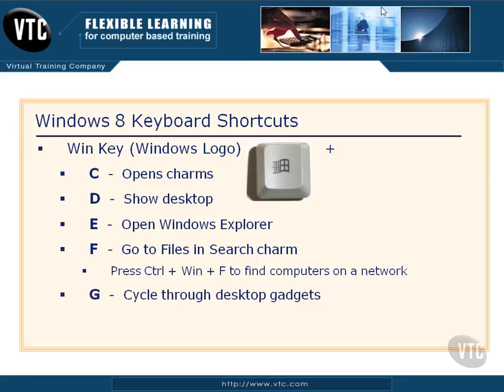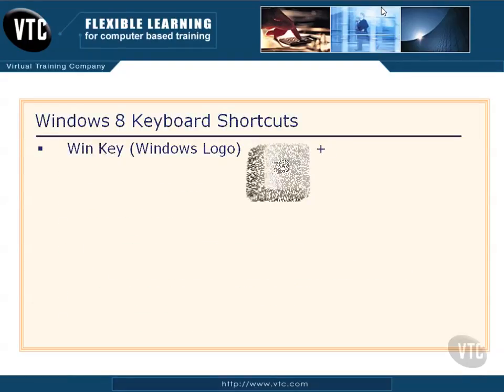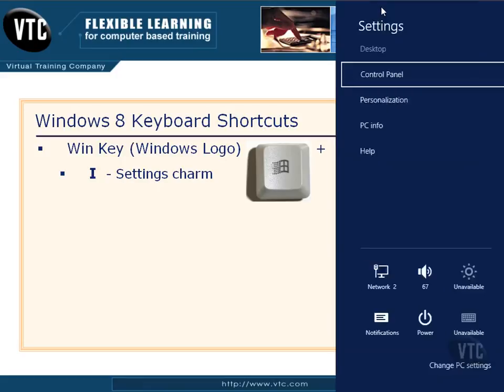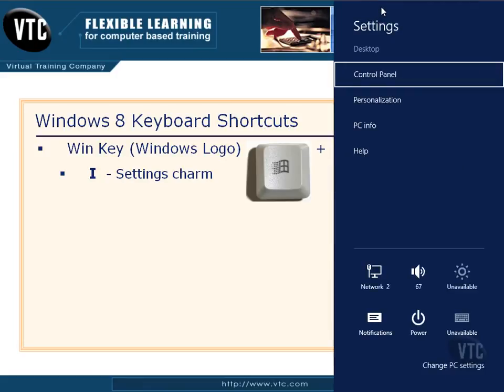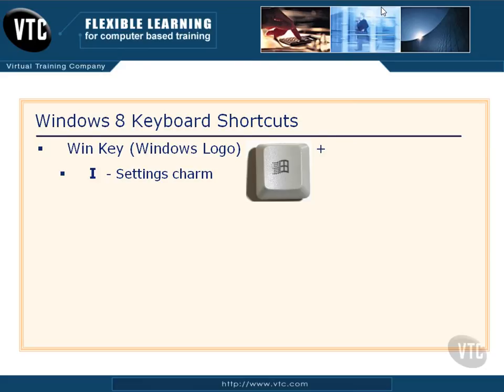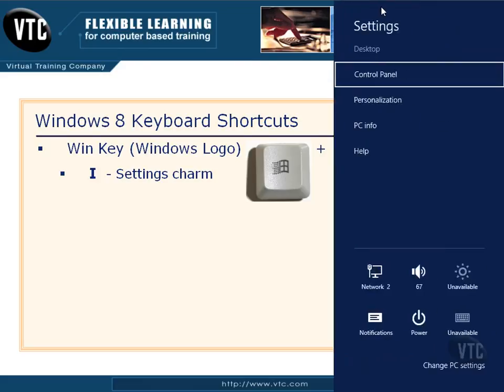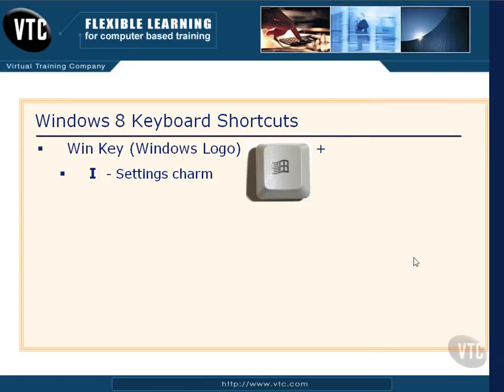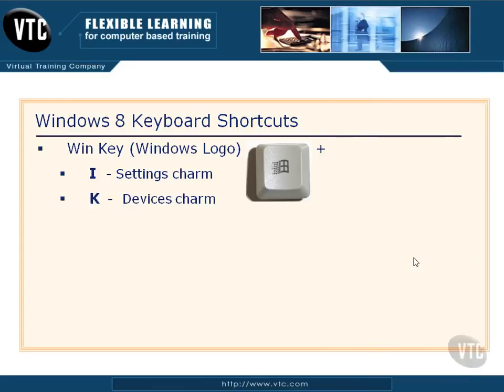The Windows logo key plus G will cycle through desktop gadgets. The Windows key plus H will open the Share charm, and you'll see that as we go through the course. The Settings charm, the Windows I, notice if I hit that, I'm right out into Settings, and if I hit Escape, it goes away. So if I want to work on Settings, just Windows I, boom, there I am, and I can choose what I want to do, and anytime Escape takes me right back to where I was.